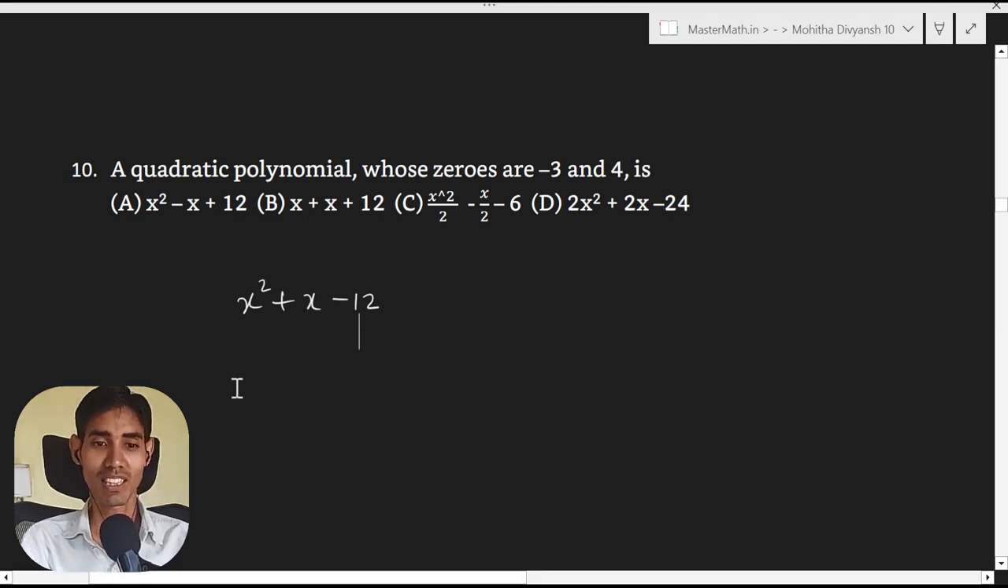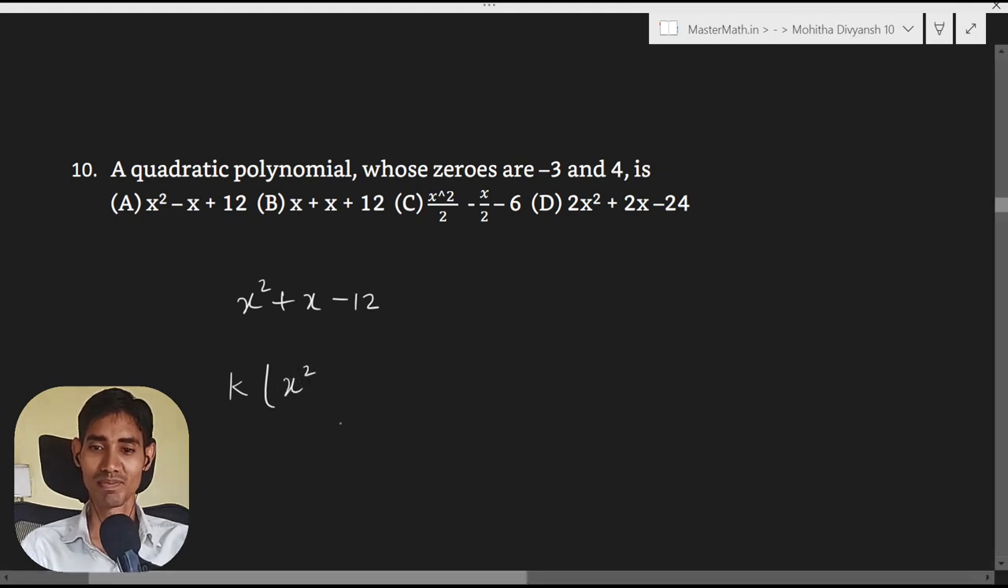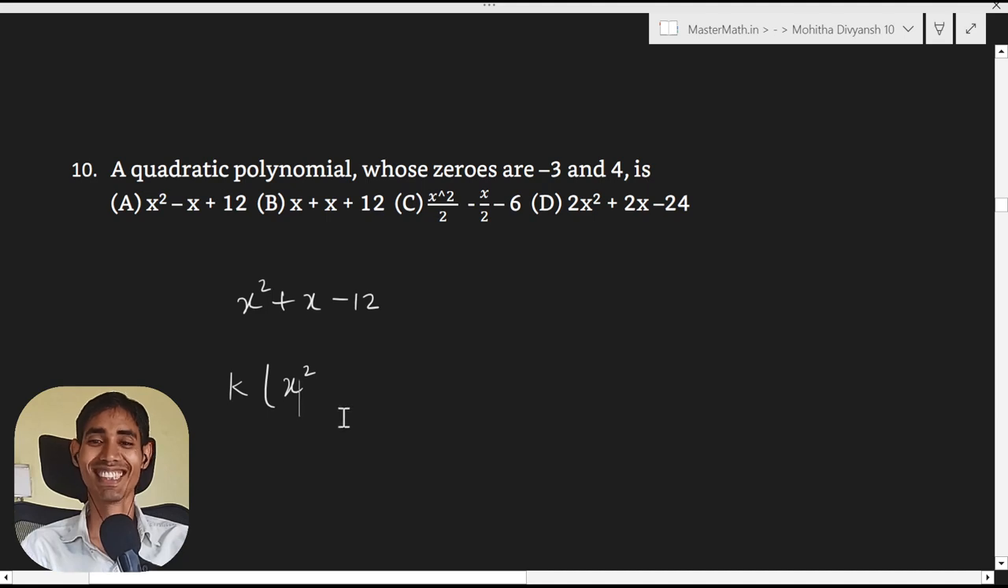What is the standard form that you use to frame this? Any of these, one, two, whatever. What did you use? K times x squared minus alpha plus beta x, and plus alpha beta.